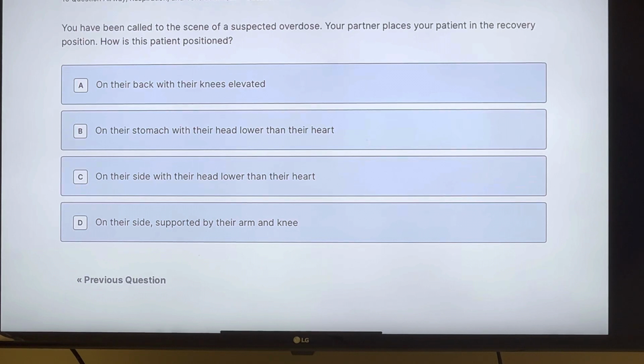You have been called to the scene of a suspected overdose. Your partner places your patient in the recovery position. How is this patient positioned? Is it on their back with their knees elevated? On their stomach with their head lower than their heart? On their side with their head lower than their heart? On their side supported by their arms and knees? The recovery position.